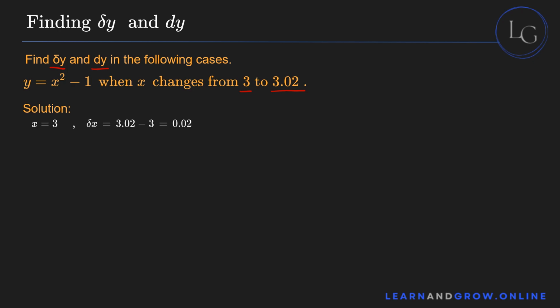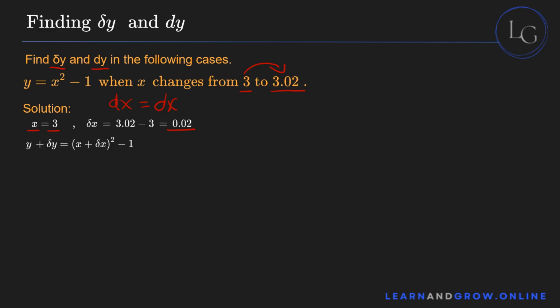See, we have the initial value of x as 3, and since x changes from 3 to 3.02, the value of delta x is equal to 3.02 minus 3, because that is the change in x, and that is equal to 0.02. Now, as you already know, dx is equal to delta x. This is very important.